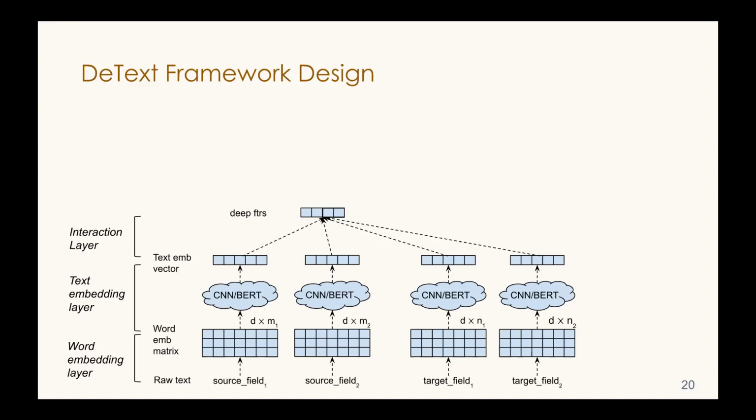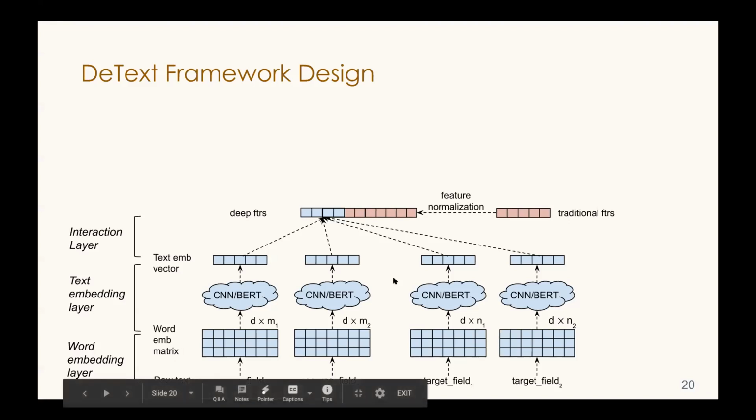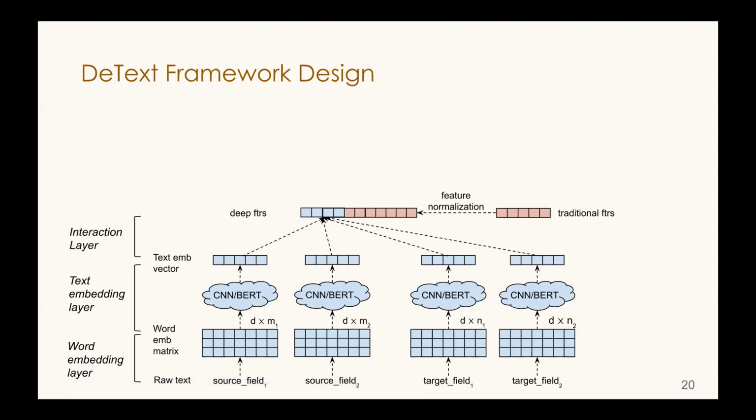Because a lot of production systems already include very powerful handcrafted traditional features, we also include them in a deep and wide fashion through feature normalization. Basically, we just concatenate those features to our deep features. Followed by that is our MLP layer, where you could have multiple fully connected hidden layers.